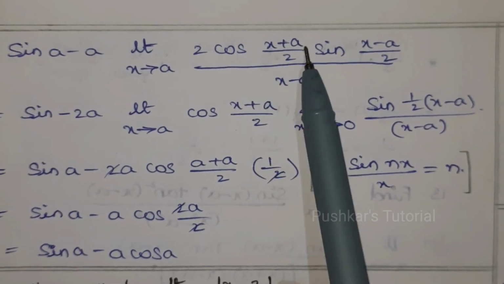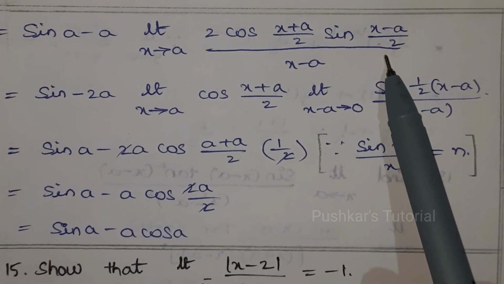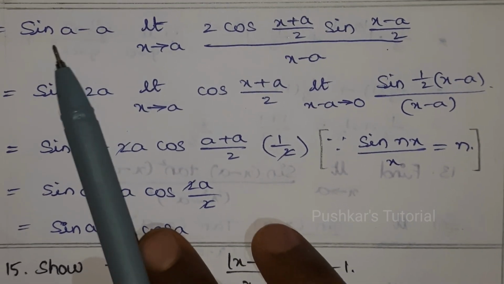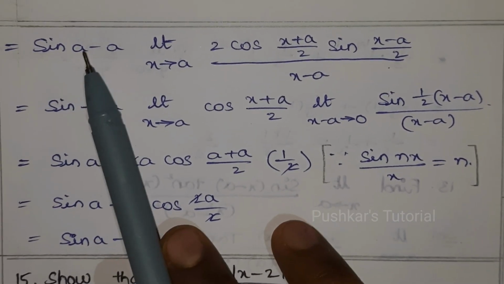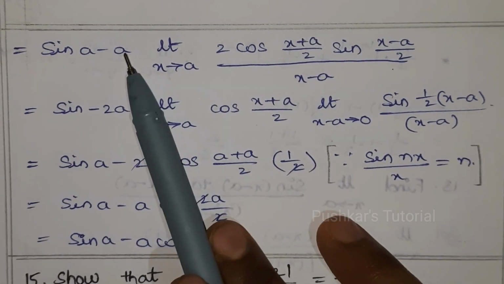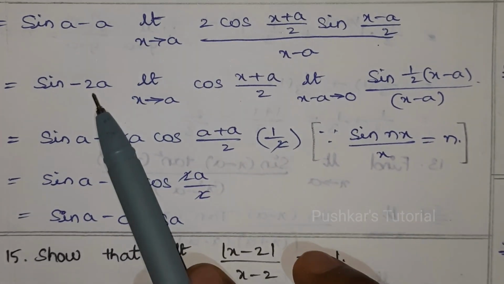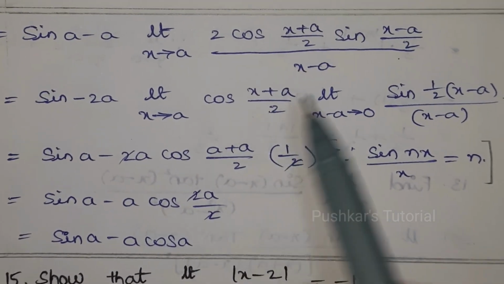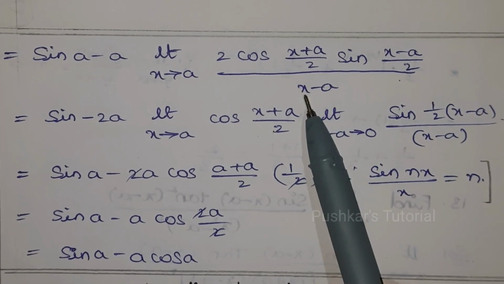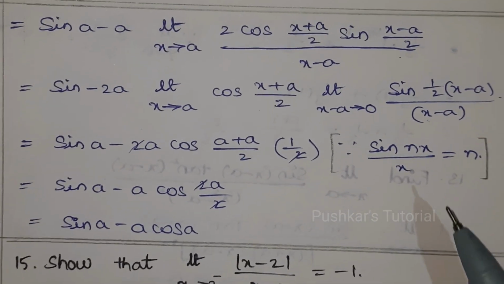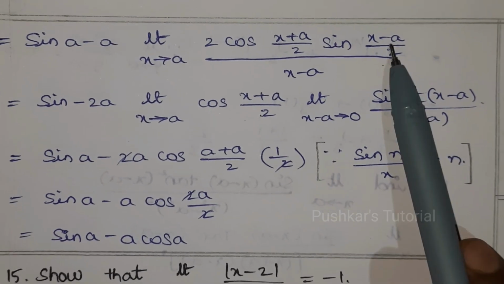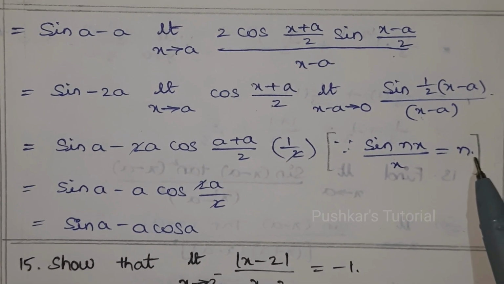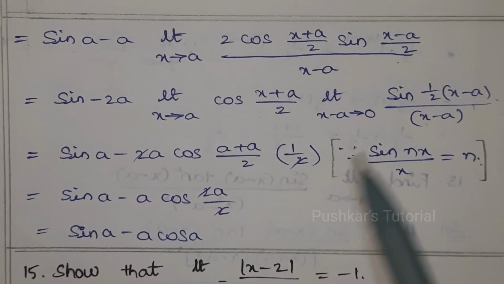The formula is 2 cos((C plus D) by 2) sin((C minus D) by 2). So C in the place of x, D in the place of a. So in front, the limit as x tends to a, sin a is constant, as it is, and a as it is, and 2 is constant, I can write in front. Next, cos of (x plus a) by 2 separately I am writing, sin of (x minus a) by 2 by the denominator separately I am writing. (x minus a) by 2 means 1 by 2 we can write now in front. It is looking like our limit as x tends to 0 of sin nx by x, the answer is n. So this answer is 1 by 2.